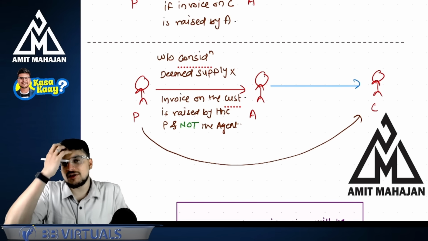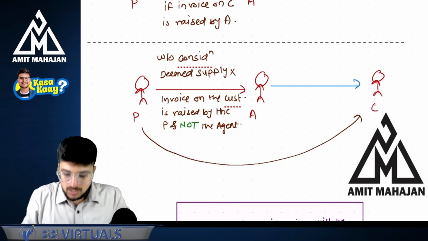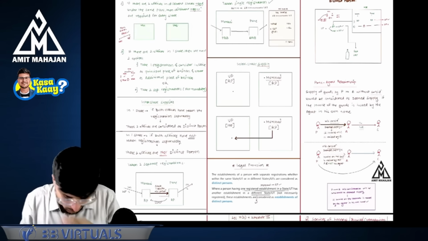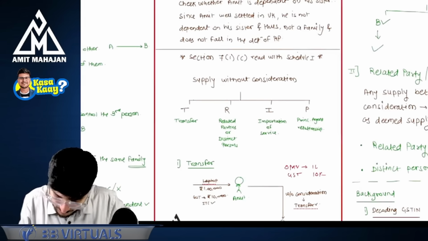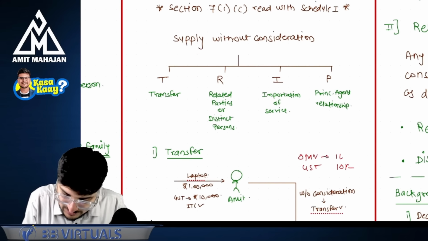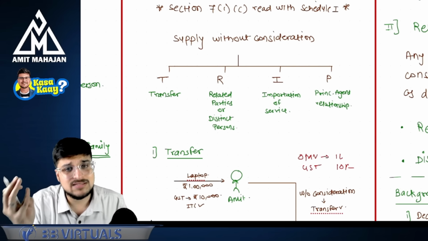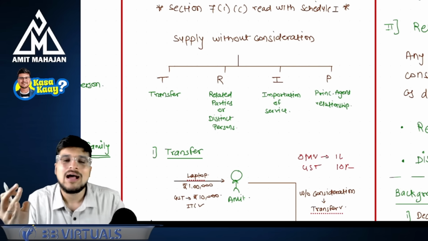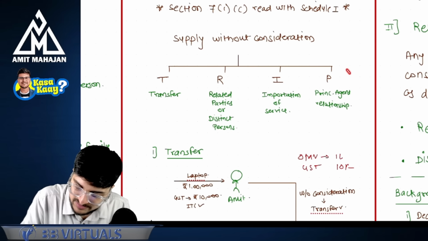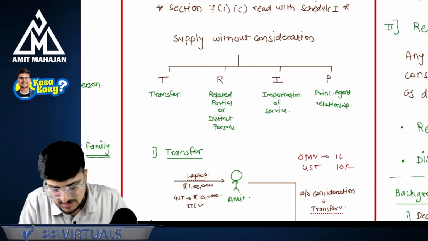Are you clear with this particular point? So these are the 5 points which I wanted to discuss in this part. 7.1c, supply without consideration, has 4 points. Number 1, TRIP. T is transfer. R is related party, any transaction between two related parties and distinct persons. I is importation of service, and P is principal agent relationships.